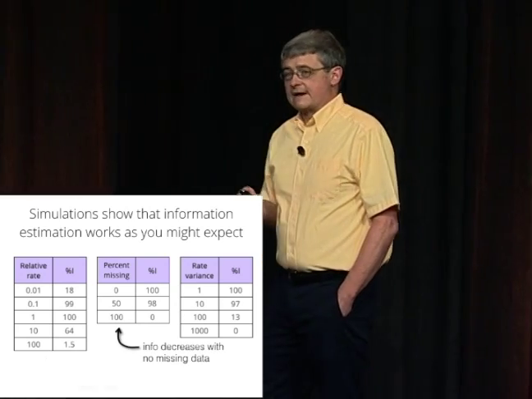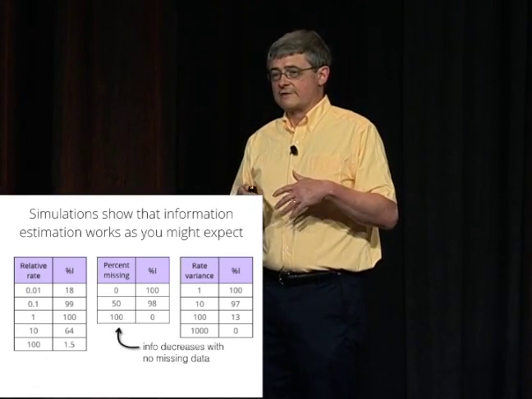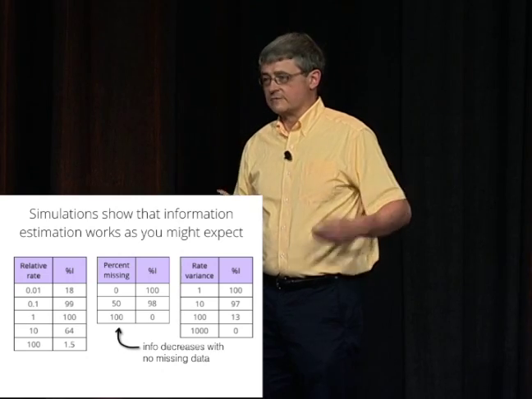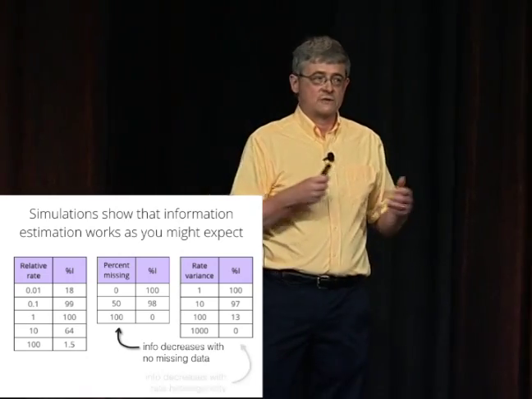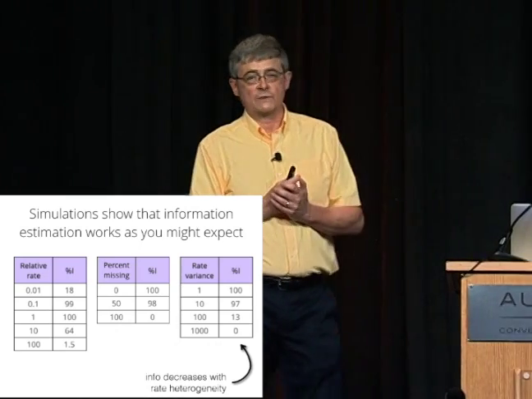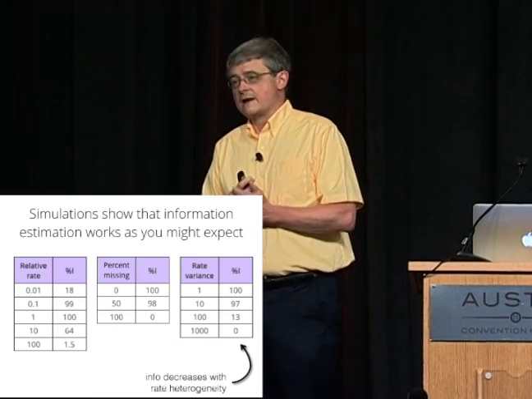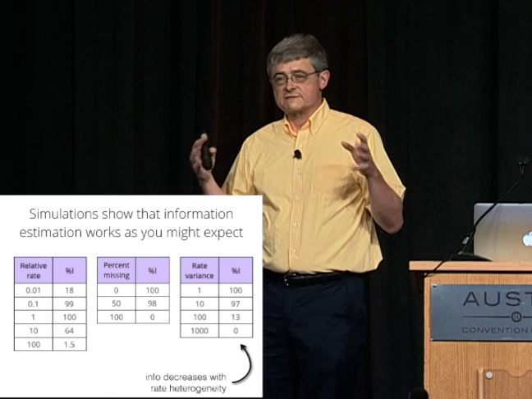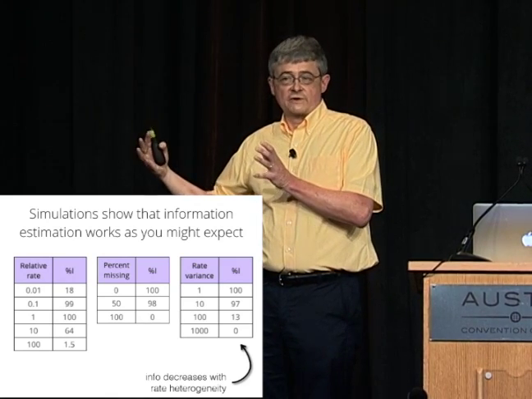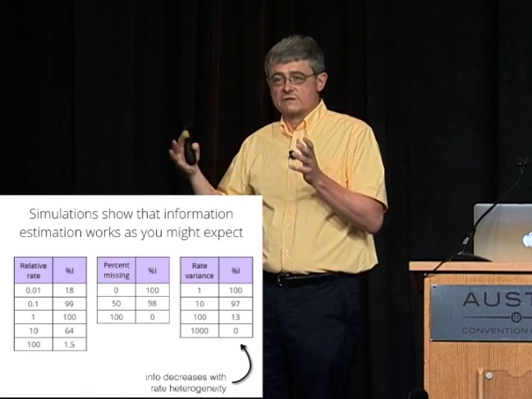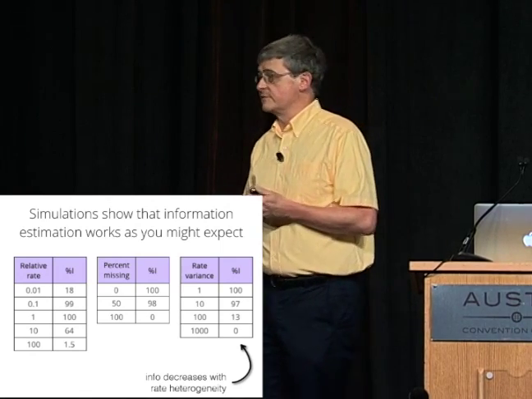If you add missing data, you're also going to lose information. If you have 100% missing data, you're not going to have any information, obviously. And as site-to-site rate heterogeneity increases, you lose information as well. That's because if you have high rate heterogeneity, a lot of sites are evolving very slowly, they're underexposed, and a few sites are evolving very quickly, they're saturated or overexposed, and you don't have that many sites that are evolving at the perfect rate.